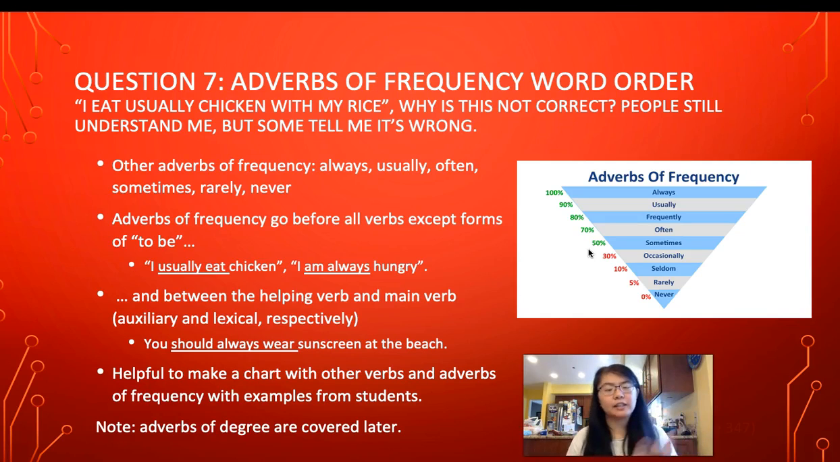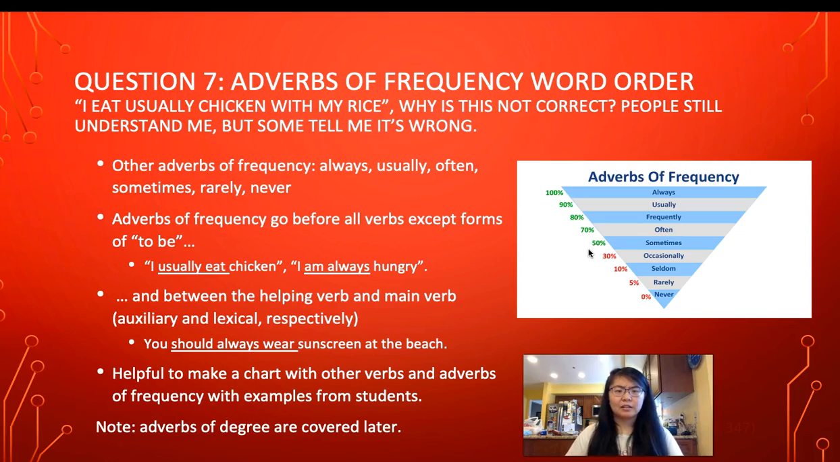So like, I usually eat chicken because the main verb, again, practice identifying that main verb, is to eat. Eat is not a form of to be. So I usually eat versus I am always hungry. So the verb is am, which is a form of to be. It's the first person present tense I am, so of to be. I am always, not I always am hungry. It can be said, as is in the top example, people understand what you mean. It is not, prescriptively speaking, correct.